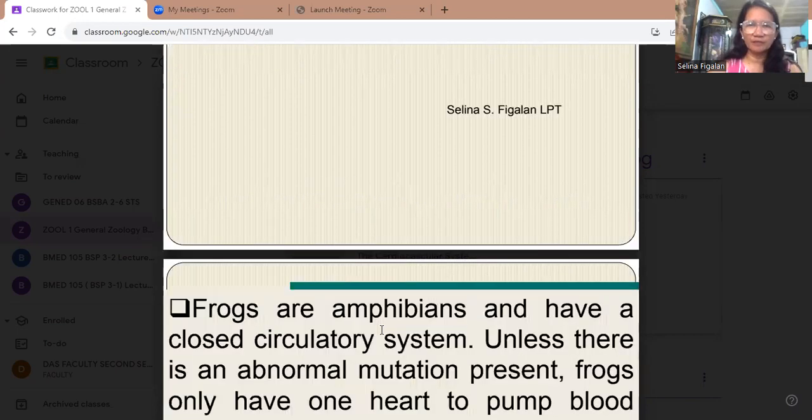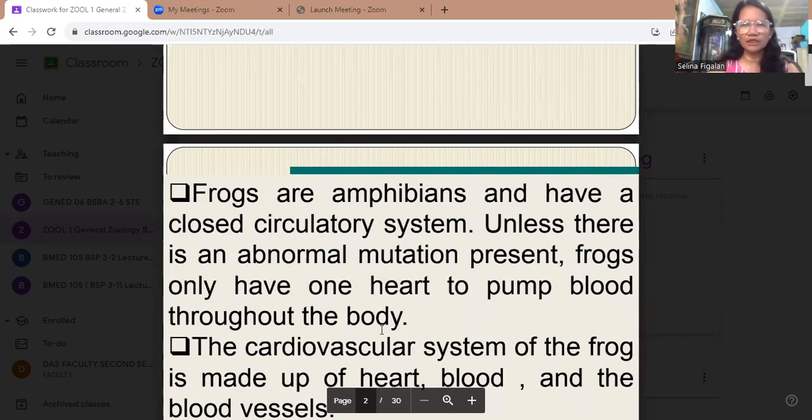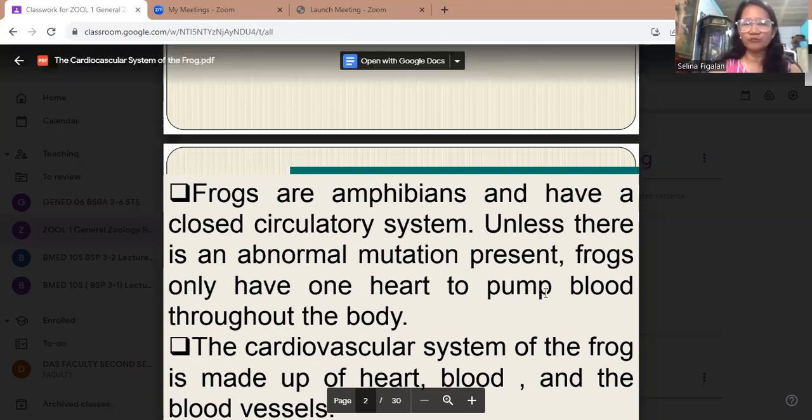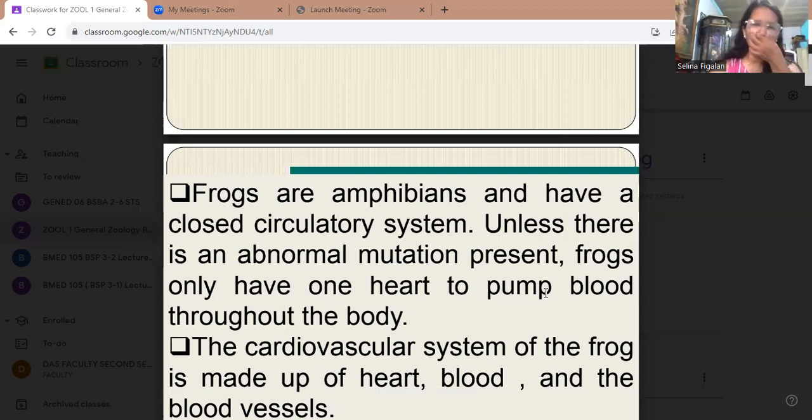It says here that frogs are amphibians and have a closed circulatory system. When you say amphibians, they can live in water and at the same time live on land. Why? Because frogs can breathe through their skin. So they can live not only in water but also on land. Unless there is an abnormal mutation present, frogs only have one heart to pump blood throughout the body. So there is only one heart among the frogs.